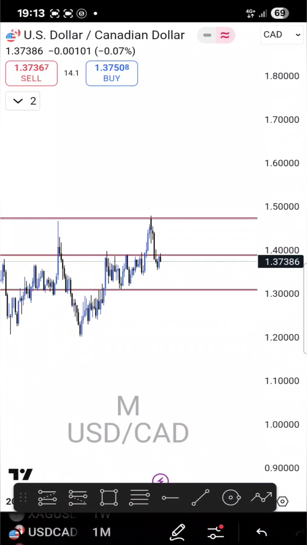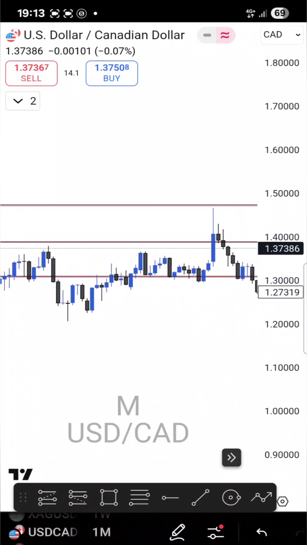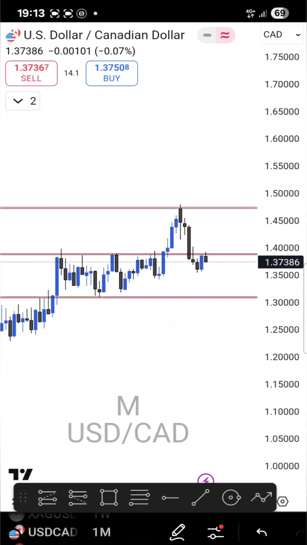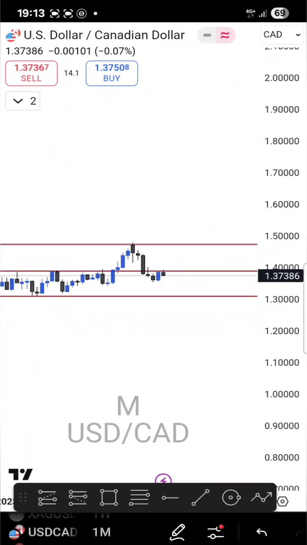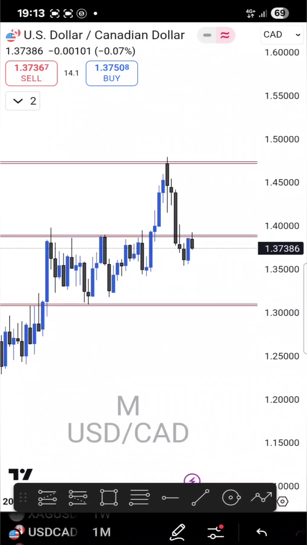Today we're just going to be doing our weekly analysis on USD CAD, a pair that I'm watching to go to the downside. Why am I saying I want USD CAD to drop, or I'm going to be looking for sales on USD CAD? Let's just dive straight into the analysis and see what I'm seeing.